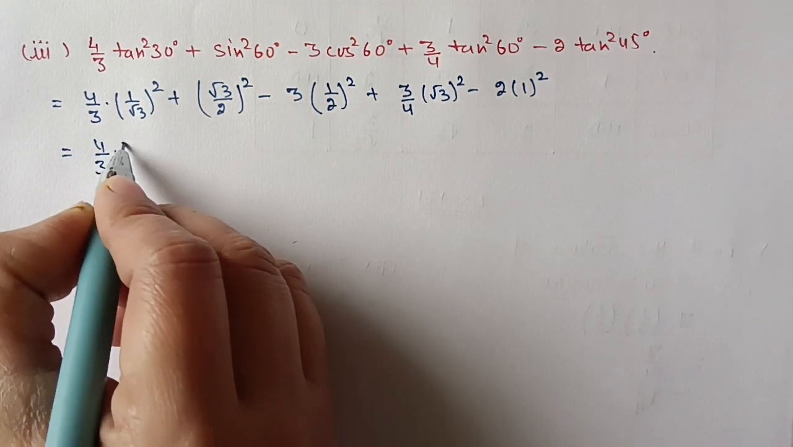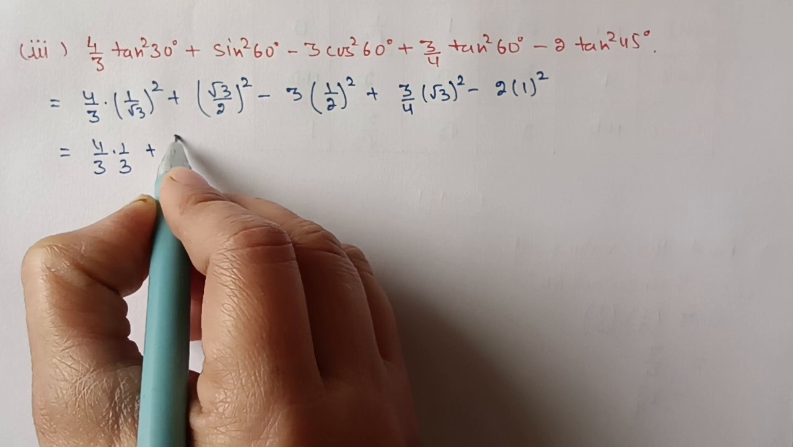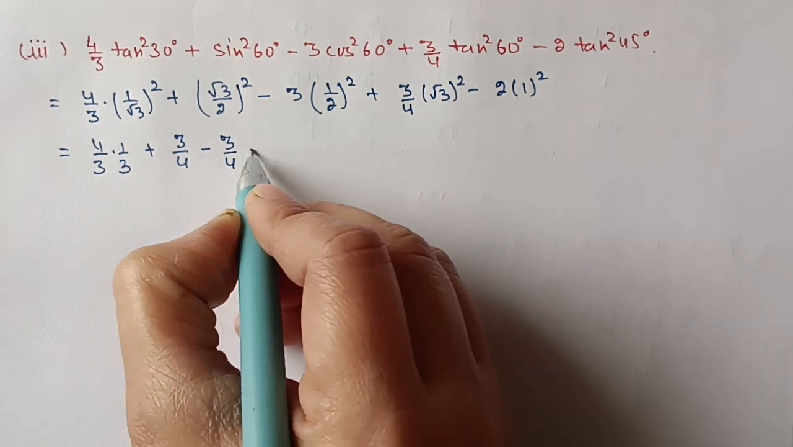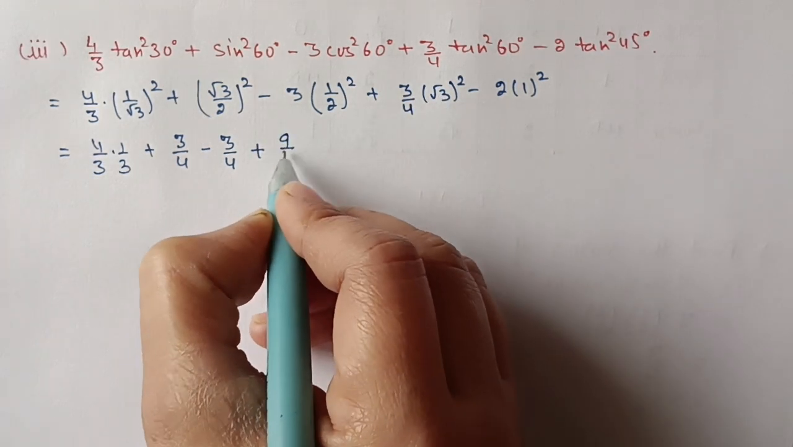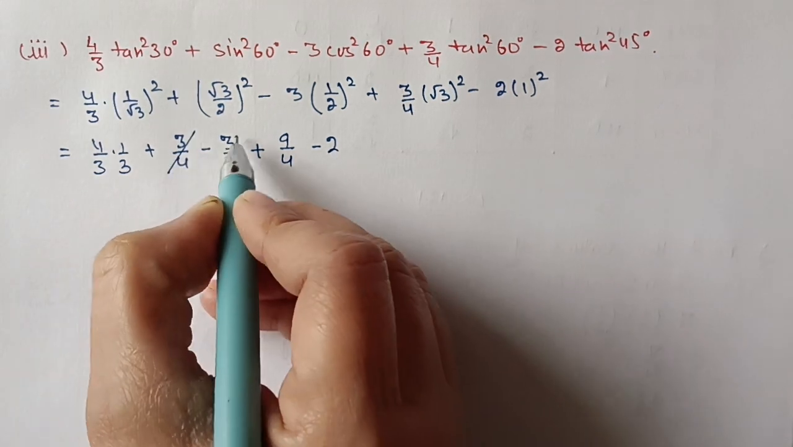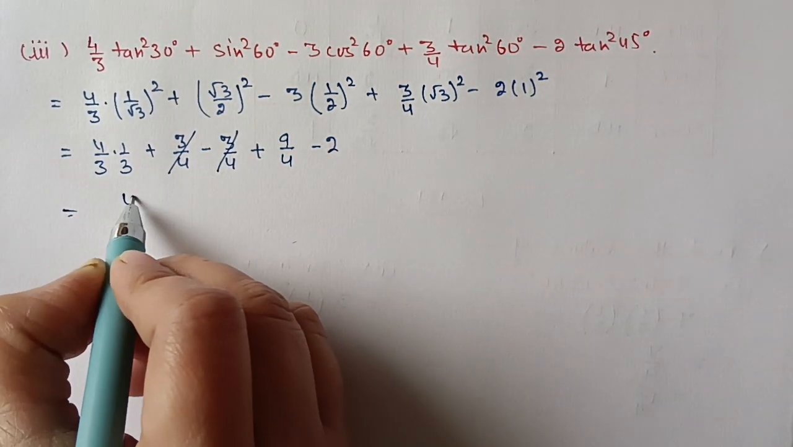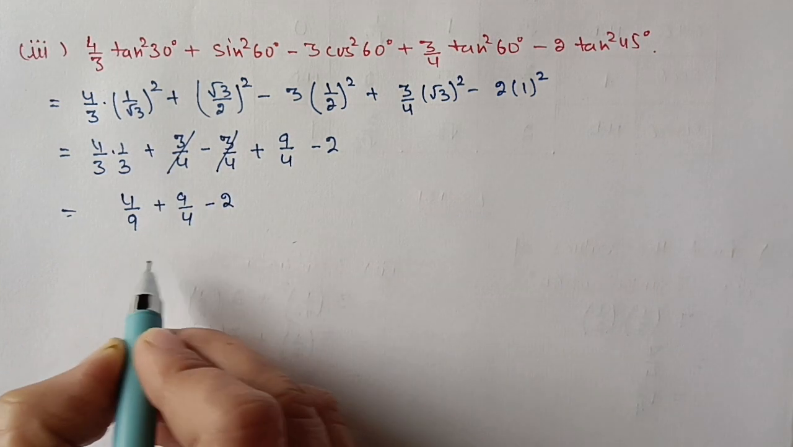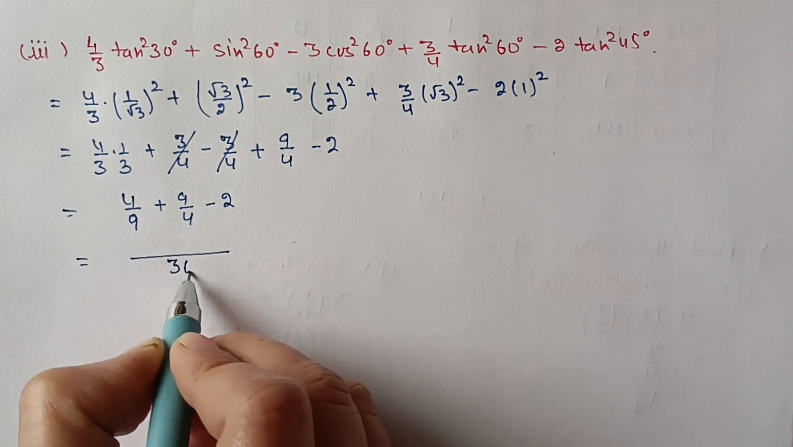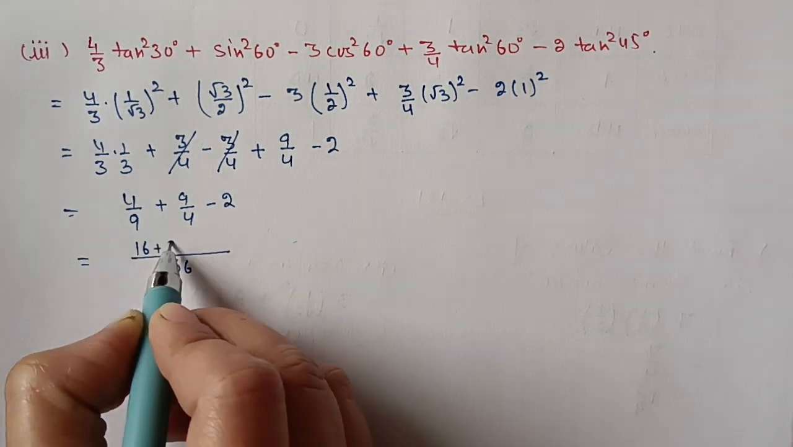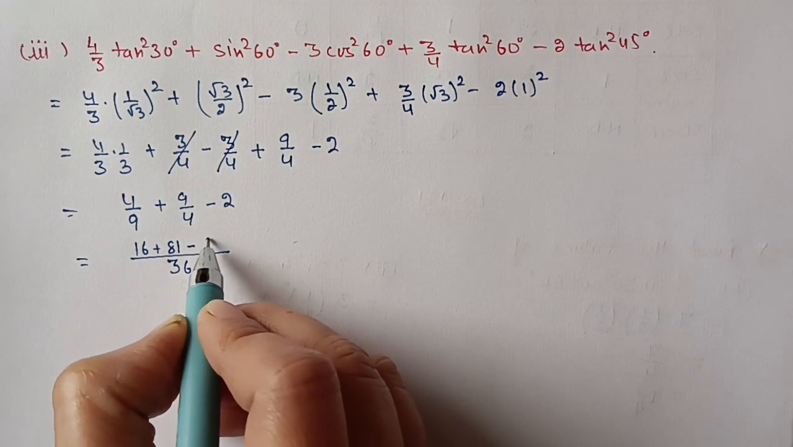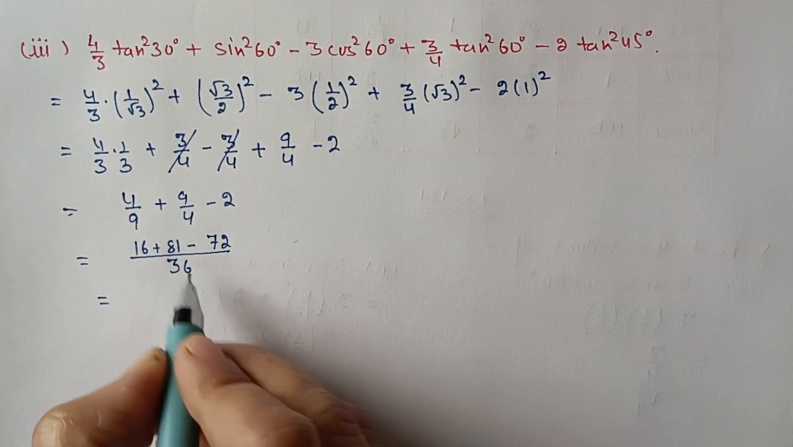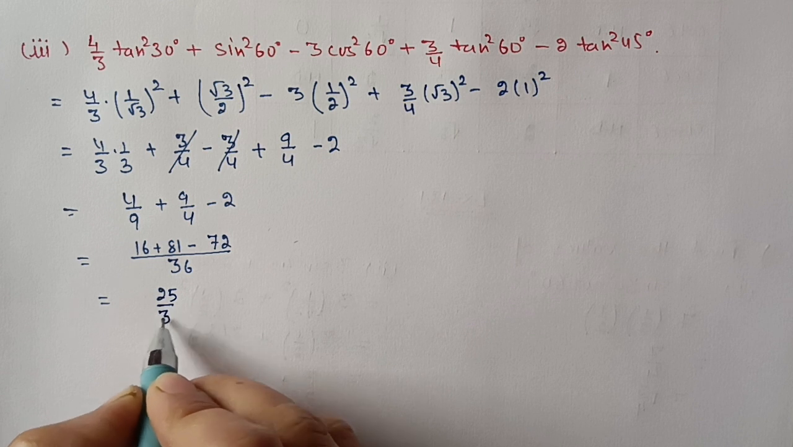4 by 3 into 1 by 3, this will become 3 by 4 minus this will also become 3 by 4. Here 3 into 3, 9 by 4 minus 2. So this thing will cancel out directly. Here you will get 4 by 9 plus 9 by 4 minus 2. Take LCM. LCM will be 36, 16 plus 81 minus 72. Simplify it. After simplification, you will get 25 upon 36.